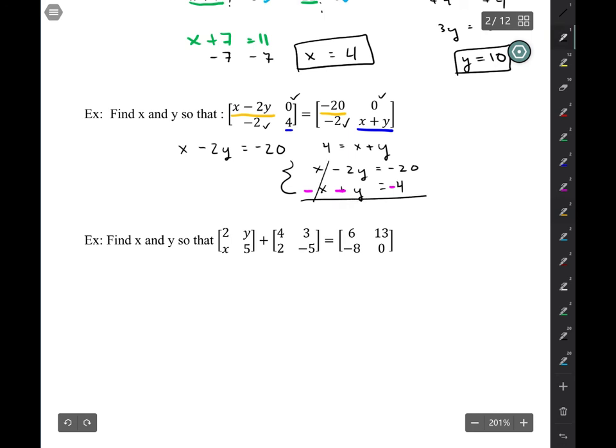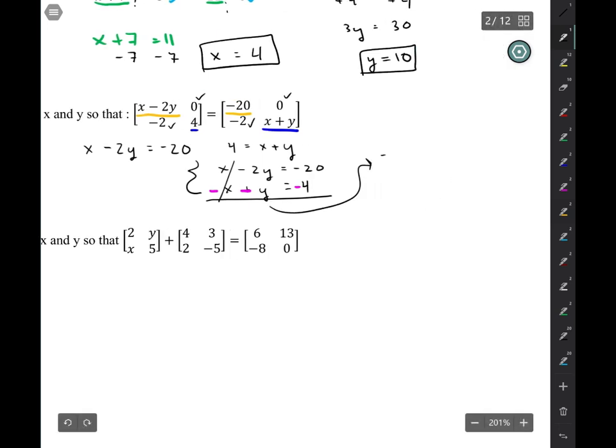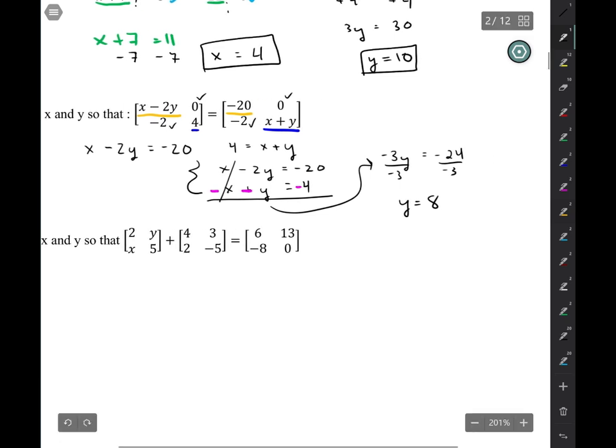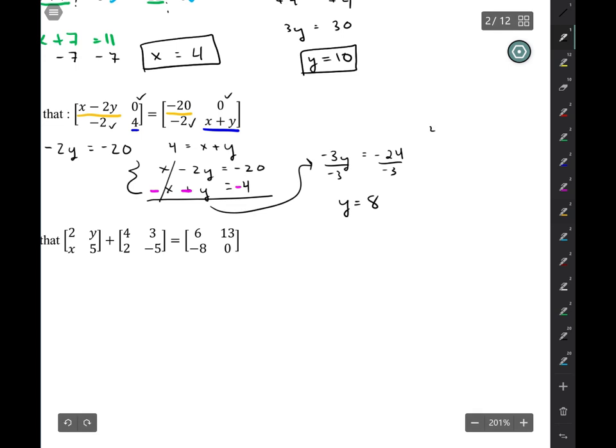So remember, the x's would cancel. I would have negative 3y is equal to negative 24 divided by negative 3 means y is 8. Don't forget, we got to substitute it back in. So I'll choose x plus y equals 4. 4 equals x plus 8. So I'm just using this. And then pretty simple, x equals negative 4. So a little bit of combining what we did in the past to that there.